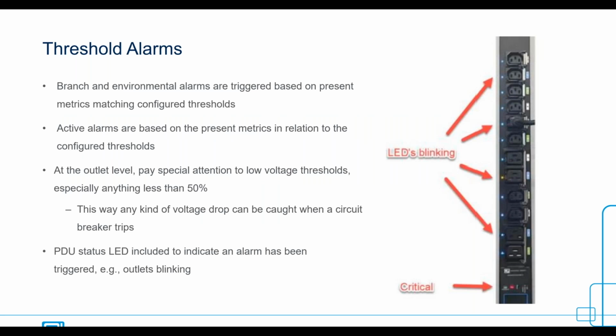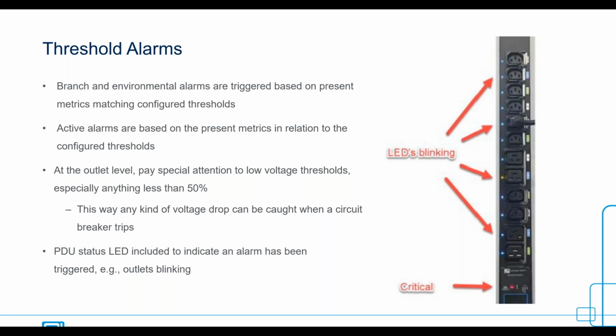And when these are set at the outlet level, one of the things that we would like you to pay special attention to is low voltage thresholds. So if you think of a setup that has a side A and B, when a low voltage threshold is set, let's say the circuit breaker trips, you will be able to see a voltage drop. And remembering that whatever affects one side, let's say side A, it will affect the side B. So this is a very useful feature to notice this kind of behavior when it happens.